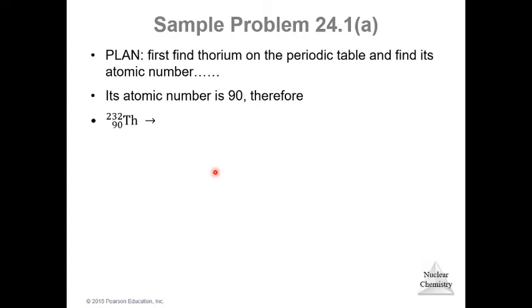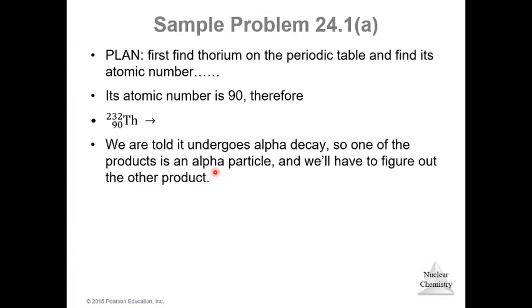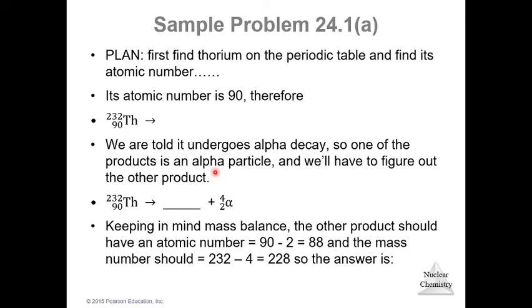So this is how we get started. I've got the mass number, it was given to me in the problem. Got the atomic number from the periodic table. Now we're told it undergoes alpha decay, so one of the products is an alpha particle. So we can go ahead and put that in our equation too, and then we'll have to figure out what the other product is. So there we go. Now we've got that. So keeping in mind our mass balance rules, the other product has to have an atomic number of 90 minus 2. And the mass number of the other product should be 232 minus 4. So our final nuclear equation is this.